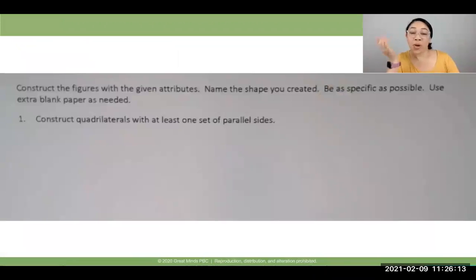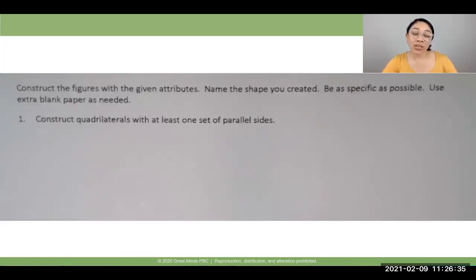Think. What do you know about quadrilaterals? Perhaps you know that they all have four straight sides. Some examples are squares and rectangles. Let's look at problem 1 on our problem set.